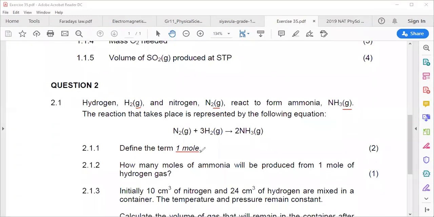Define the term 1 mole. What is 1 mole? What is a mole, by definition? What is a mole? Wait a minute. A mole, what did you write? Can you read what you wrote there? Definition for a mole. Zama, what is a mole?